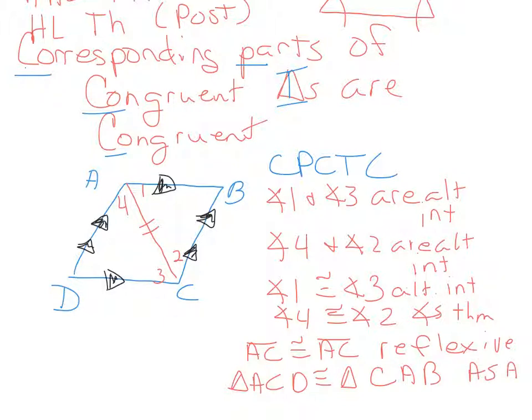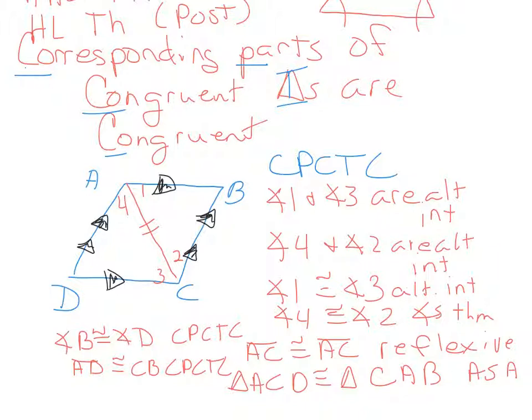Now, if we know the triangles are congruent, then we could say that angle B is congruent to angle D by the CPCTC. We could say that side AD is congruent to side CB by the CPCTC. Or we could use side CD as congruent to side BA by the CPCTC. Right? Make sense? All right, let's look at a proof.